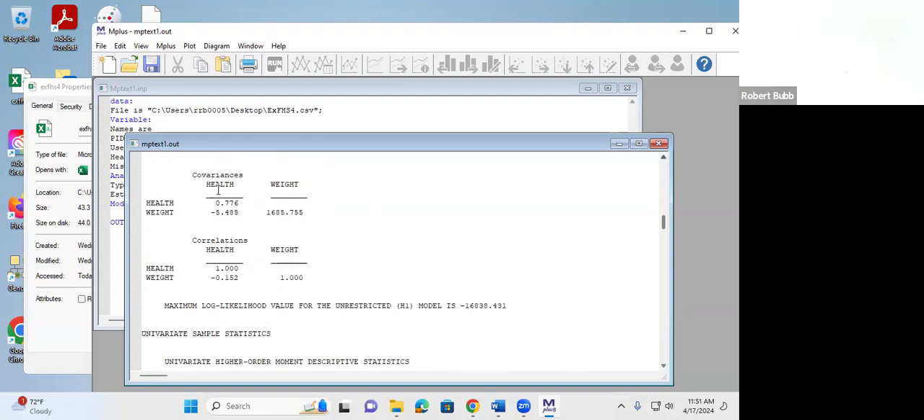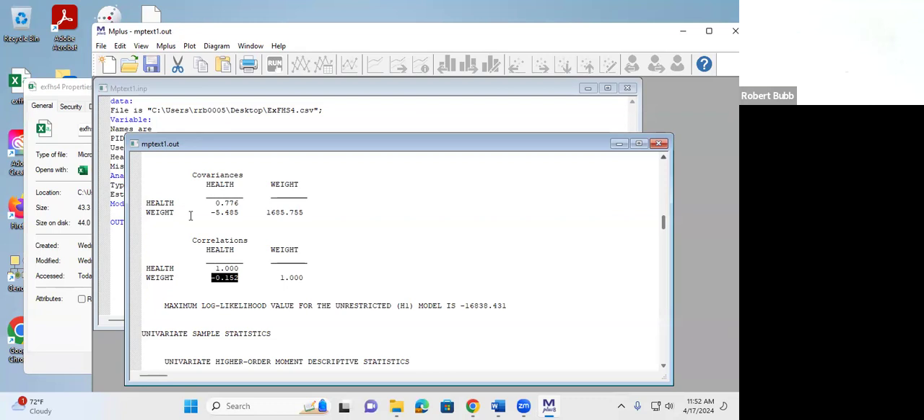Here's our covariance matrix, and then here's our correlations. So covariances are unstandardized, correlations are standardized, right? But essentially it's giving us the same type of information. Now, if we look, we can check to see our correlation between the outcome, in this case, health, and our predictor weight. It's a negative 0.152. Obviously, there's no significant values here, but it does just give you a straight correlation.